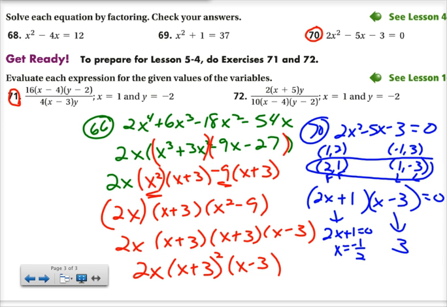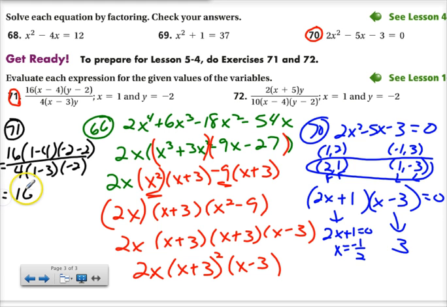Then, number 71 and 72. These are kind of monsters. You just have to keep track of where everything is. What we want to do is substitute in. So this will be 16 times 1 minus 4 times -2 minus 2, and that's all over 4 times 1 minus 3 times -2. Now, go ahead and do your parentheses here, and that will give you 16 times -3 times -4, and that's all over 4 times -2 times -2.